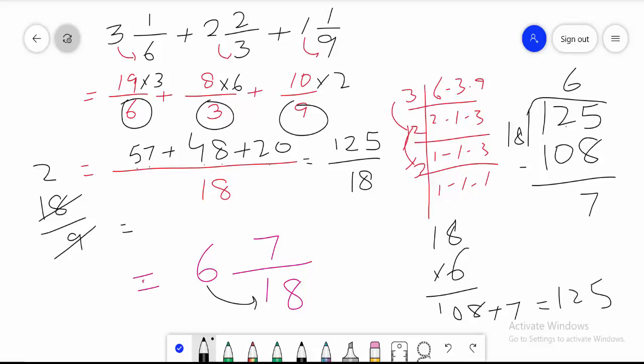And this is the procedure of solving each and every fraction. Though in simple fraction or in mixed fraction, the procedure is the same. I hope you have got the idea. If you still have any problem, you can comment under the video.